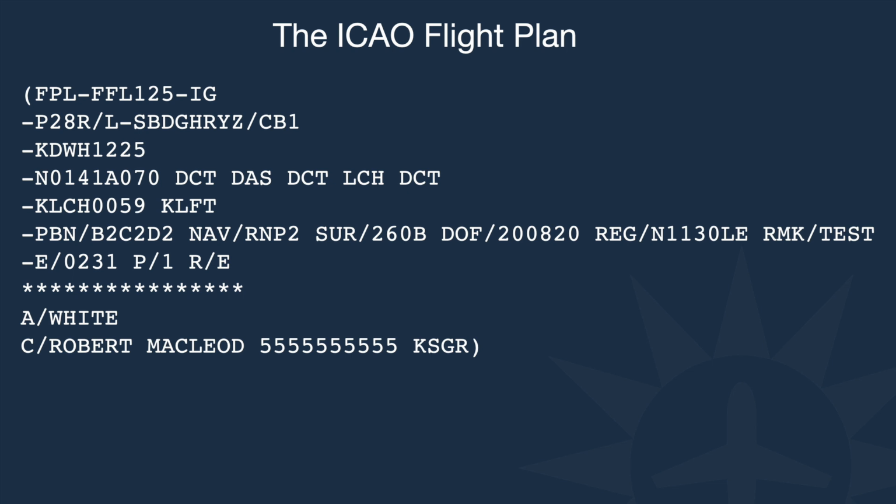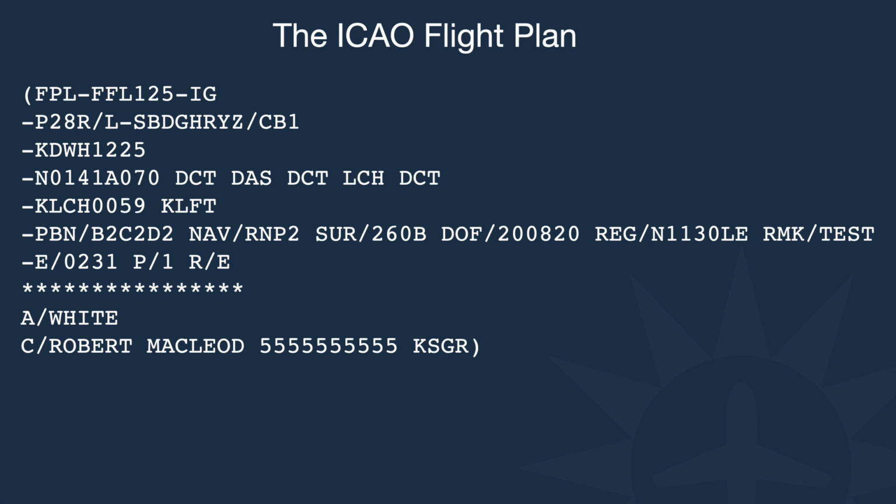Now, of note, the information above where I've put the little stars, this is the information that the controllers have available to them when they're handling you in the airspace. They do not have the information below the stars. So when you're talking to a controller, he does not know what the color of your airplane is.